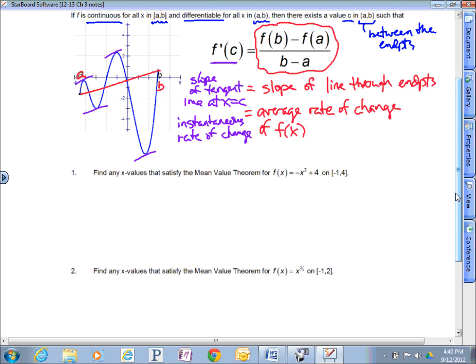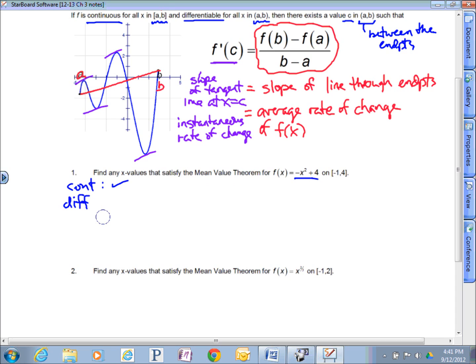Well, first off, when you come up with a problem like this, we're going to check and we're going to say, all right, does this thing fit the criteria? Is this thing a continuous function? Well, let's see. We've got negative x squared plus 4. That is a parabola that's opening down. Yes, that is definitely a continuous function. No problem. Is this thing a differentiable function?